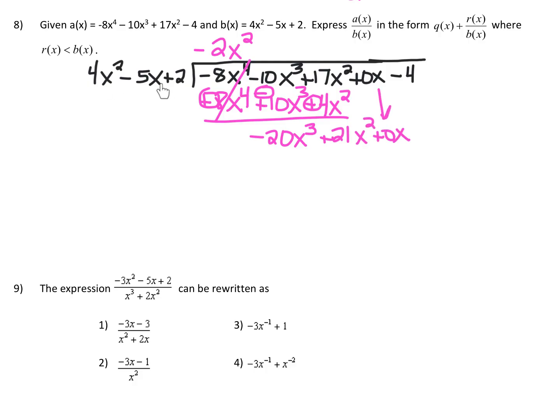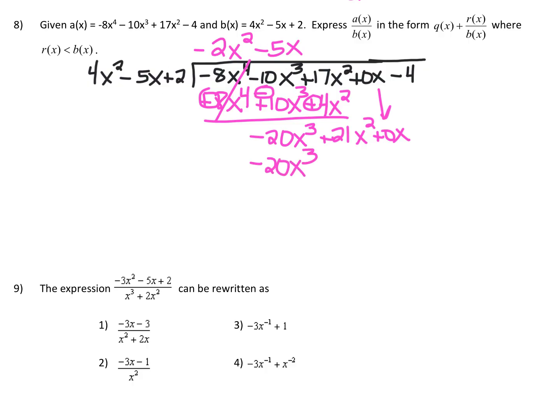Since we have 3 terms outside the division bar, we want to have 3 terms down here when we start the division process. All right, so now we say, what do we multiply this first term outside the division bar by to give us this first term underneath the division bar? So 4x squared times what gives us negative 20x cubed? So negative 5x. So we're going to put that right up here. And then we distribute. Negative 5x times 4x squared is negative 20x cubed.